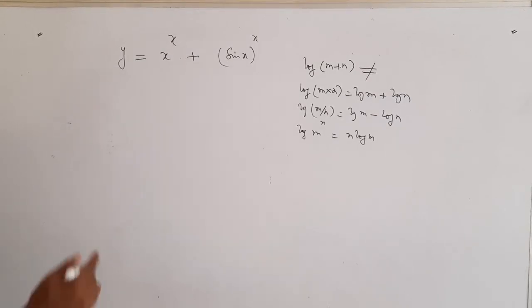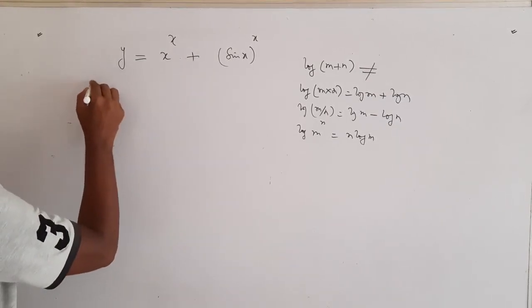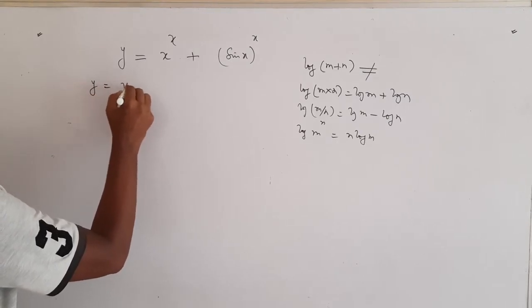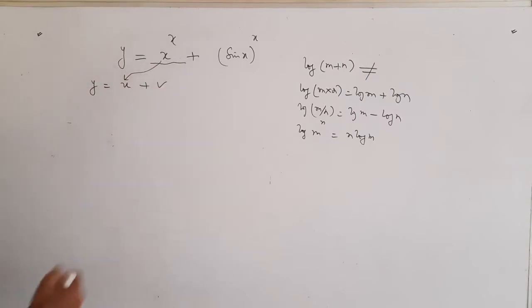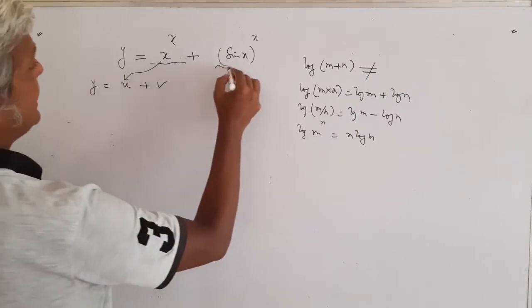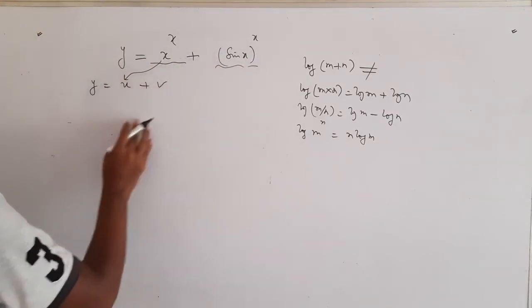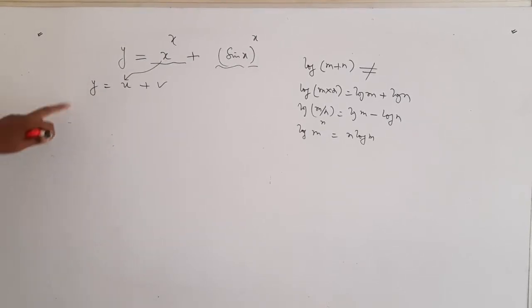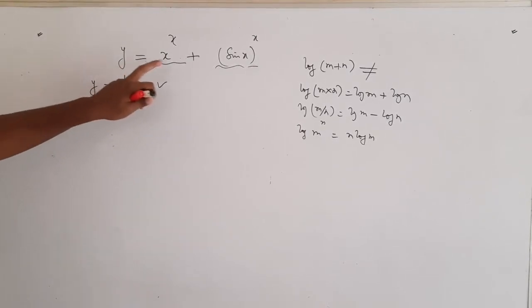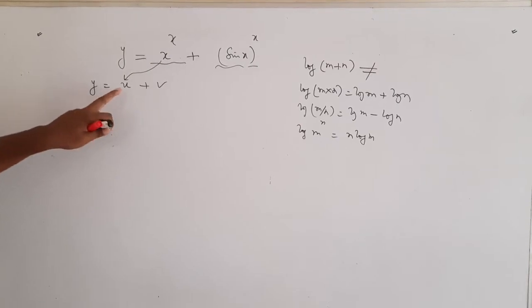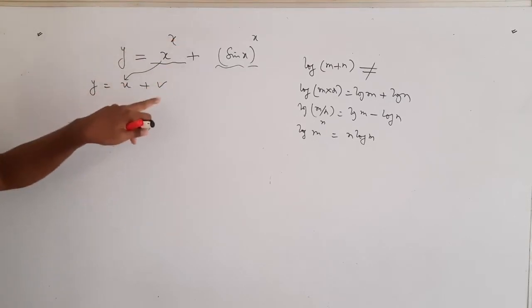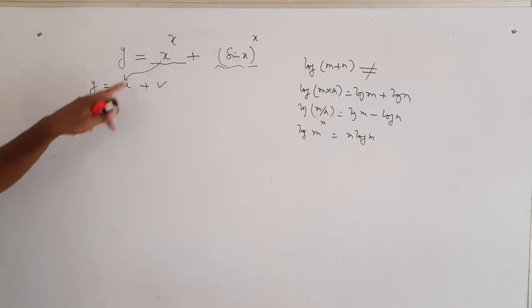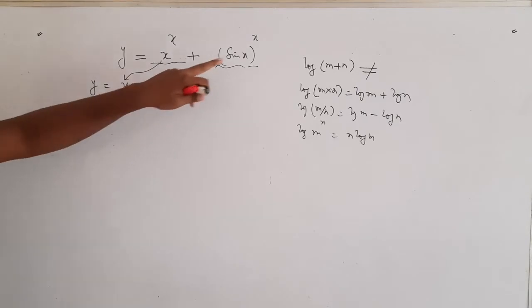So how can you do that? You can do two things. First, you say that this is u plus v. So you are assuming that the function x to the power x is u and sin x to the power x is v. So you have your parametric form: y, which was a function of x, you have broken down as two functions of x. One is u, x to the power x, and another one is v. So u is also a function of x and v is also a function of x.